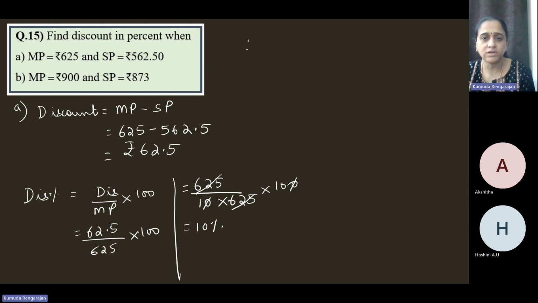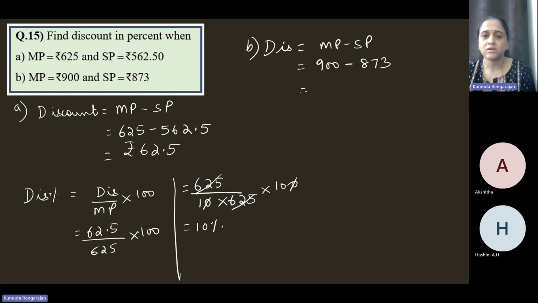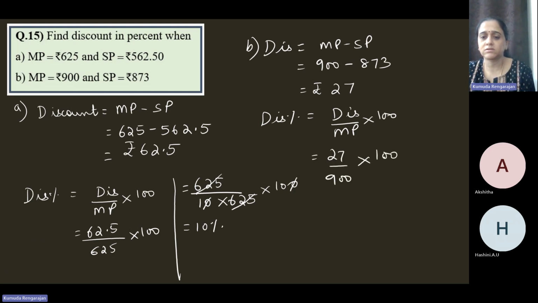I'll quickly work and come to the 18th one so that you can continue working. Discount is equal to MP minus SP. MP is 900 minus SP is 873. What's the difference? 27. So what's the discount percent? Discount by MP into 100. 3%. Yeah, 9 threes are 27, so 3%.